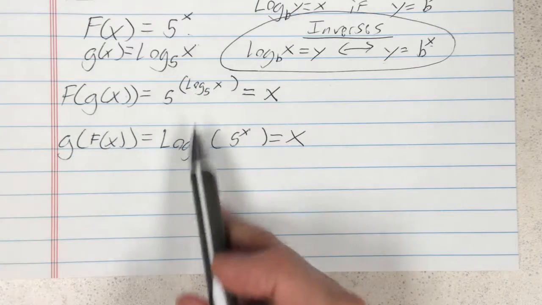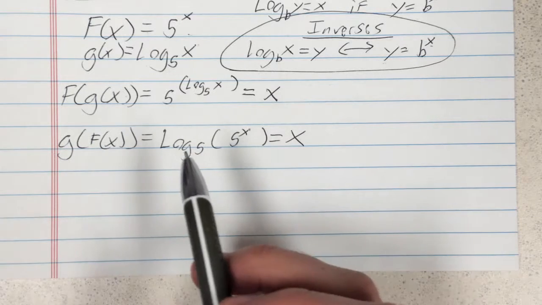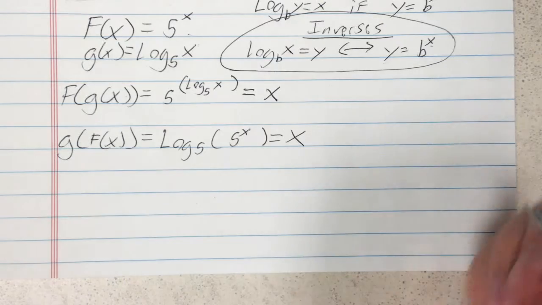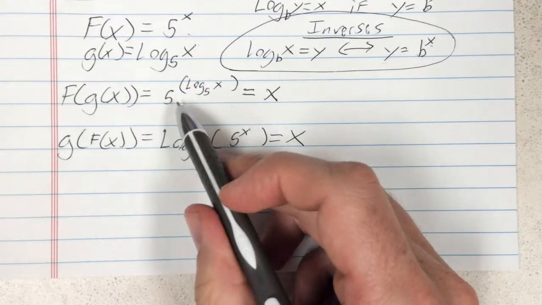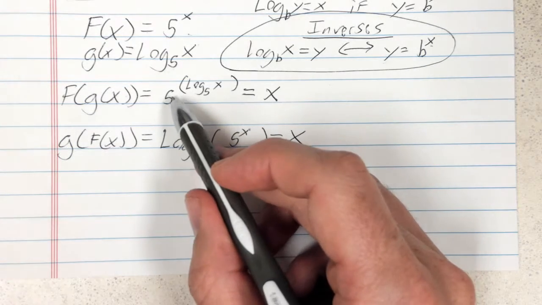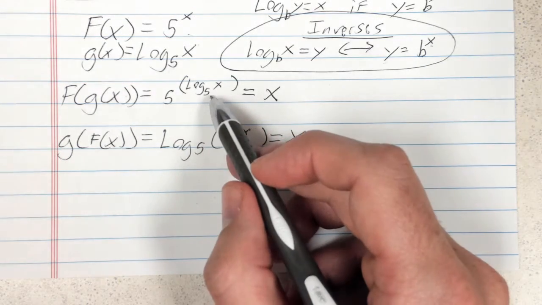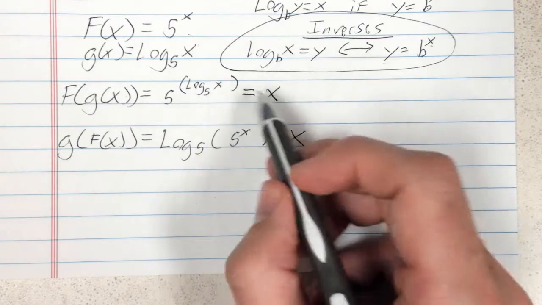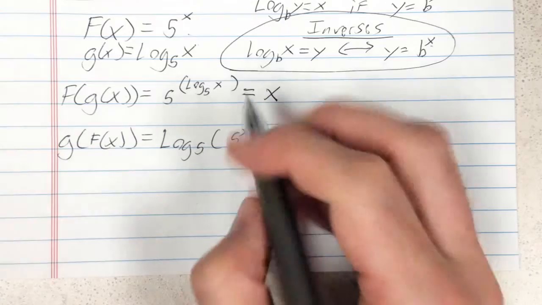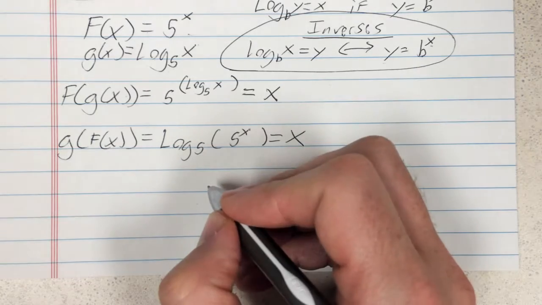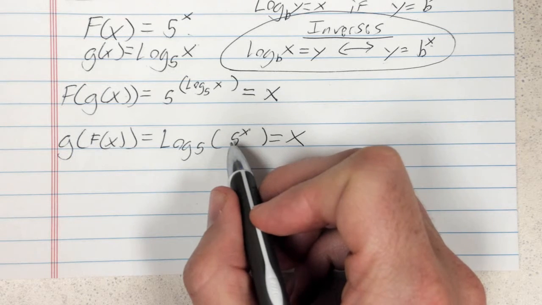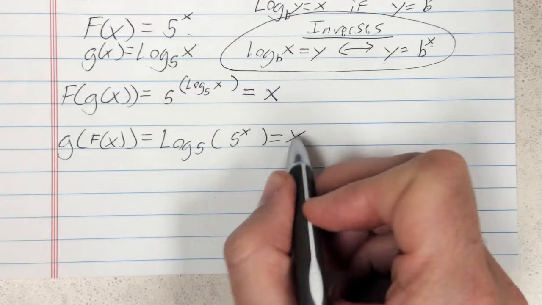We're going to draw from this what our general statements are, what's going to be true every time, no matter what the base is. 5 to the log base 5 of x is equal to x. So here, 5 to the power of log base 5, those canceled out, and we were just left with x. Log base 5 of 5 to the x, the log base 5 and the 5 canceled out, and we were just left with x.